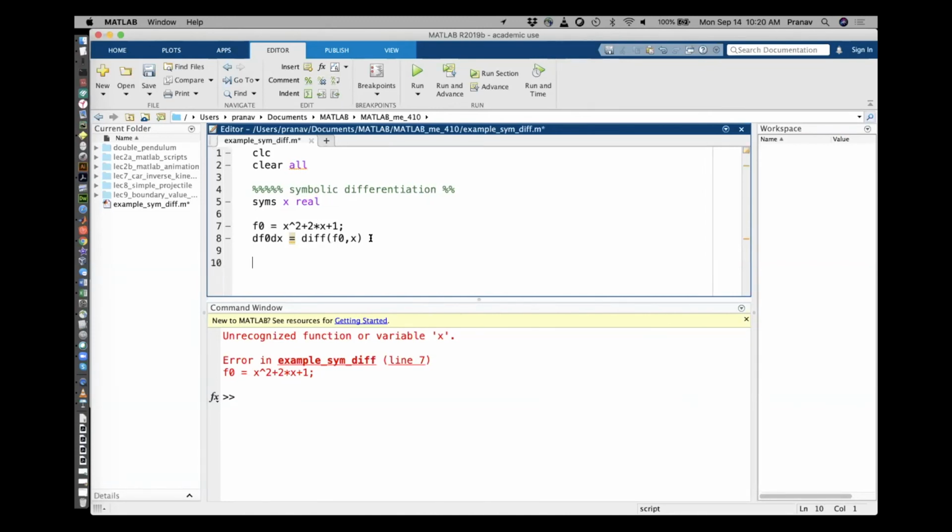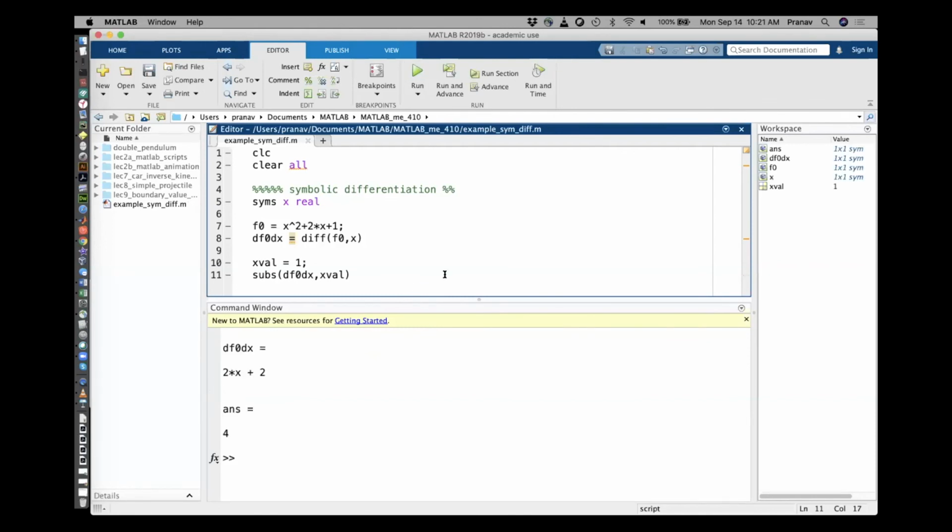Now, if you want to find the value of df/dx at x equals 1, then what we need to do is I'm going to put xval equals 1. I don't want to use x because I already used it as a symbolic variable. The command which is used to find the value of any function at a particular value is called subs. So df/dx at xval. If you run this, we'll expect that when you take the derivative of x squared plus 2x plus 1, you should get 2x plus 2, and so at x equals 1, we'll have 4. So the answer is 4.